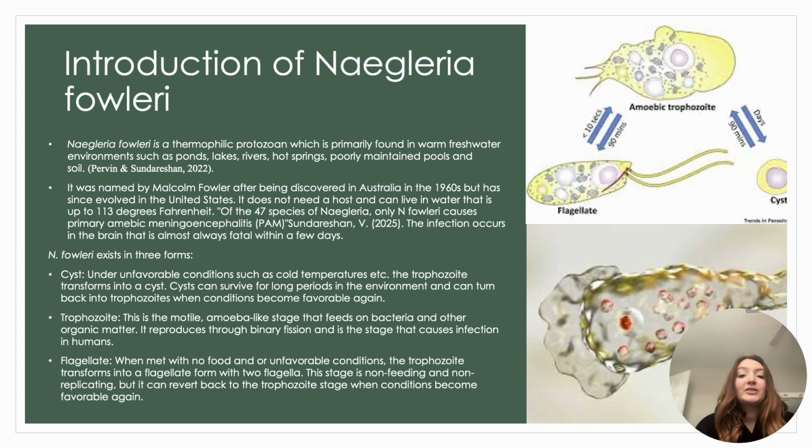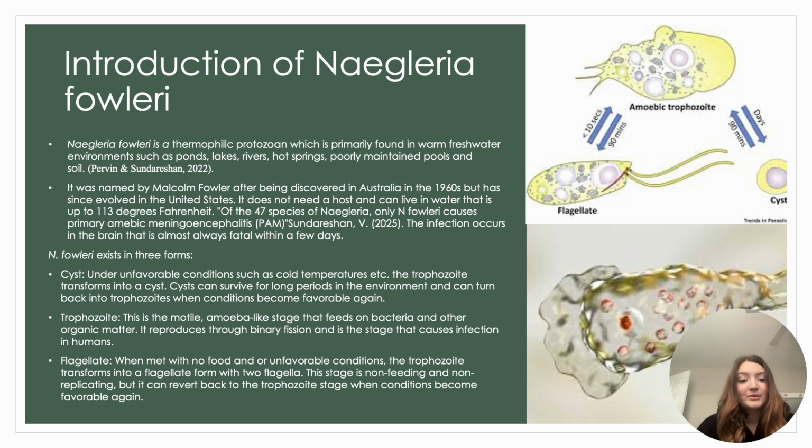Naegleria fowleri exists in 3 different forms. There's a picture in the top right corner that shows the 3 different forms. The cyst is kind of like the bacterial endospores. When conditions are unfavorable, like cold temperatures, it can transform into the cyst until conditions are right again for it to transform into the next form, which is a trophozoite.